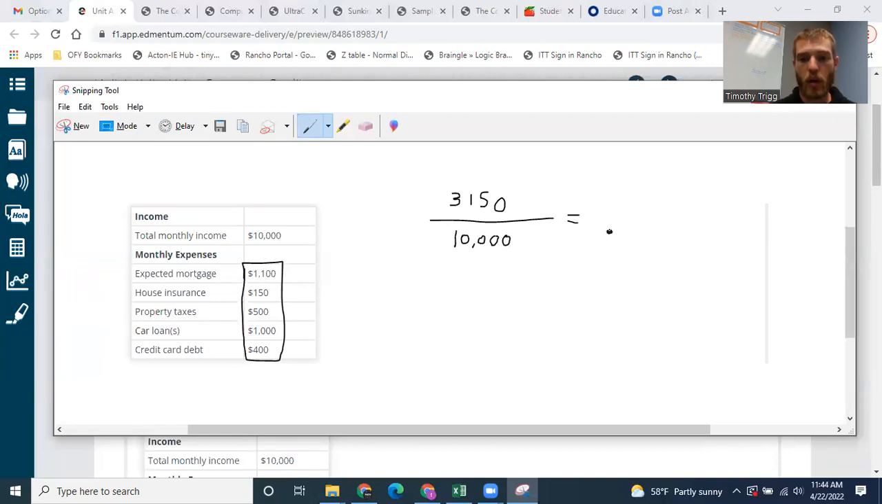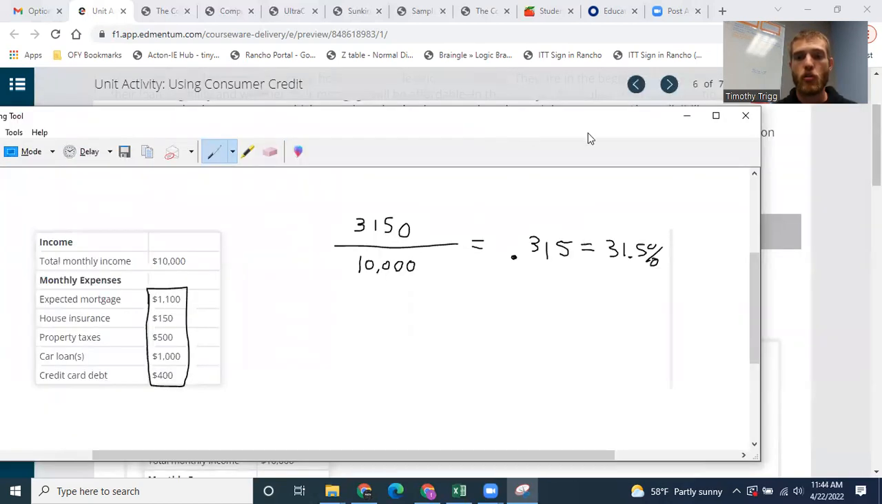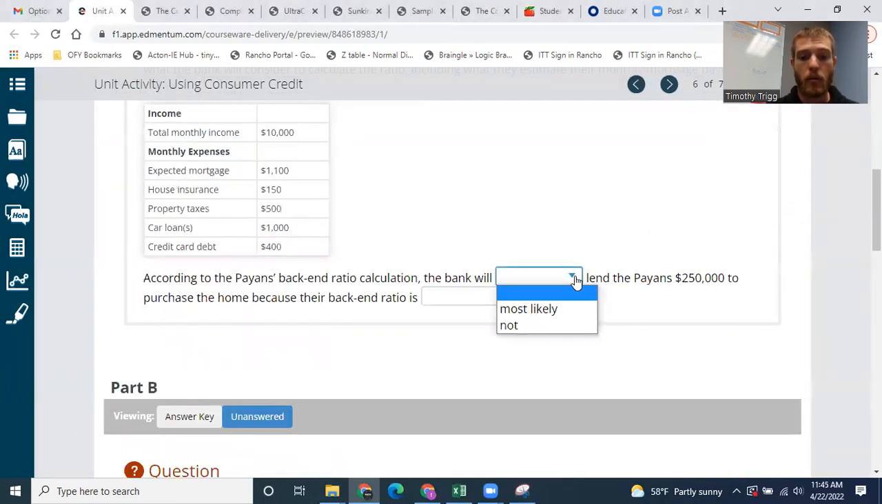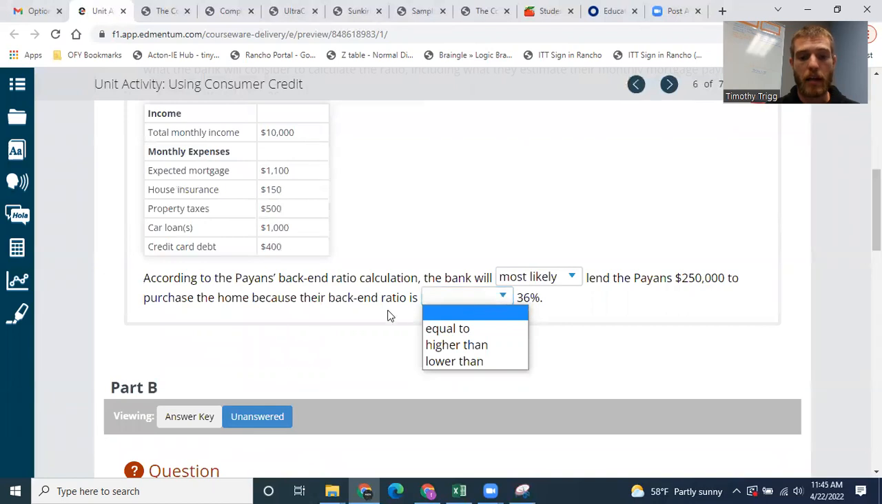So this gives us 0.315. As a percentage, that's 31.5%. Remember, they will get the loan if this is less than 36%. You can see it is less than 36%. So the bank will most likely lend the Pions the money because their back-end ratio was lower than 36%.